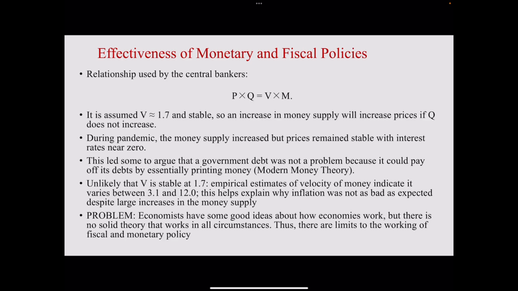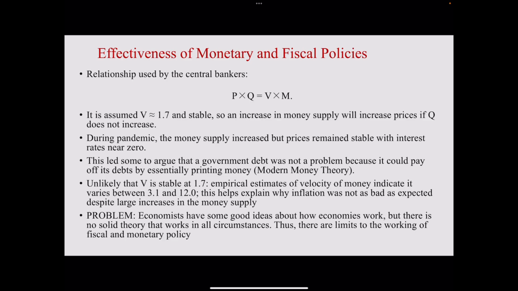So during the pandemic, as I mentioned, the money supply increased, but prices remained stable with interest rates near zero. This led some to argue that government debt was not a problem at all, because it could pay off its debts by essentially printing money. And that's the modern money theory, MMT.